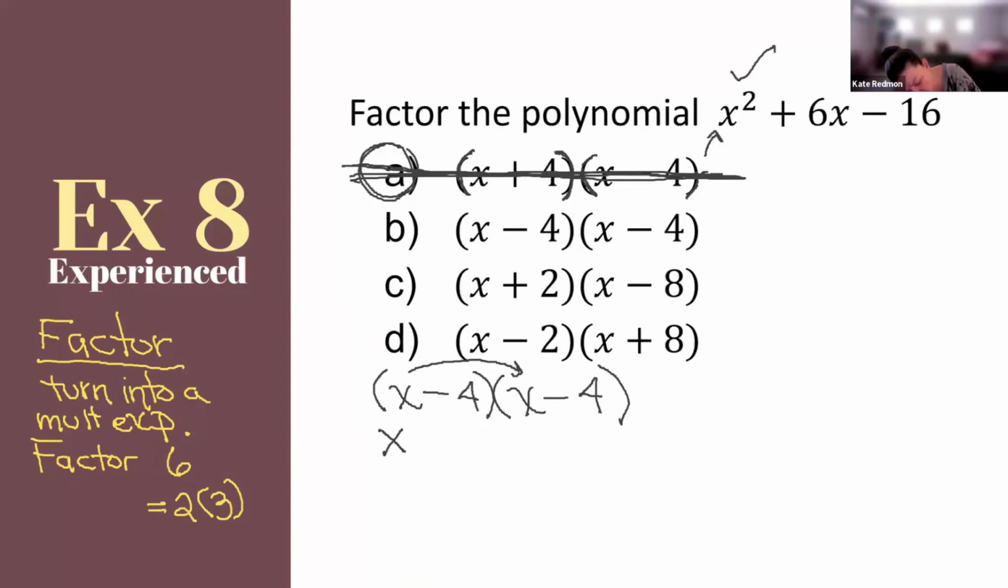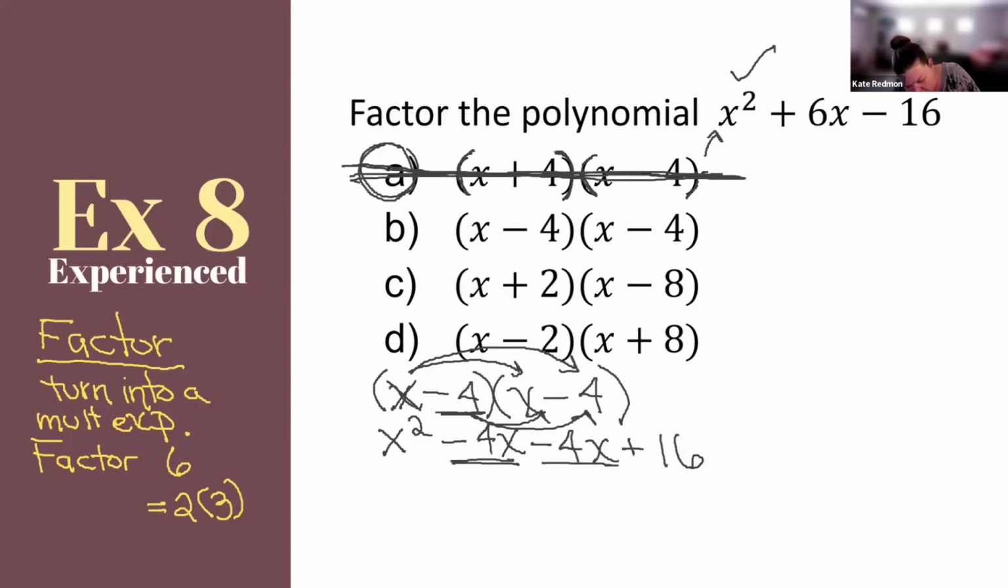X times x is x squared. So x times negative 4 is just negative 4x. When you want to multiply together a number and a letter, you just shove them together. I'm done multiplying with the first term. Let's move on to the next term, negative 4. So negative 4 times x is just negative 4x. And negative 4 times negative 4 is positive 16.